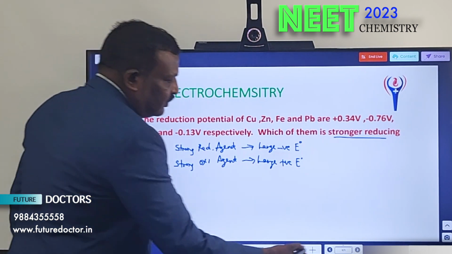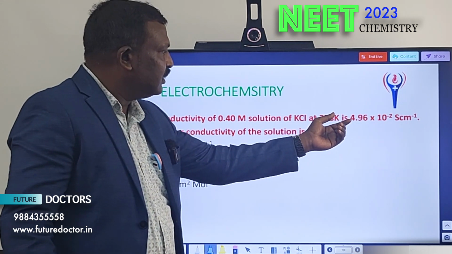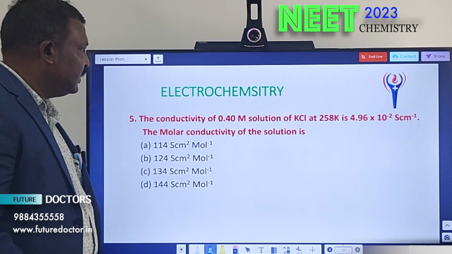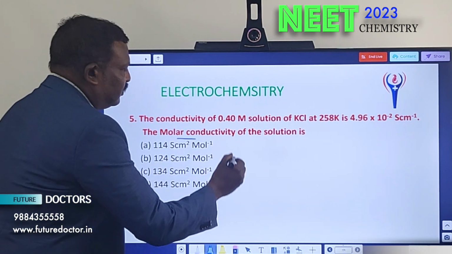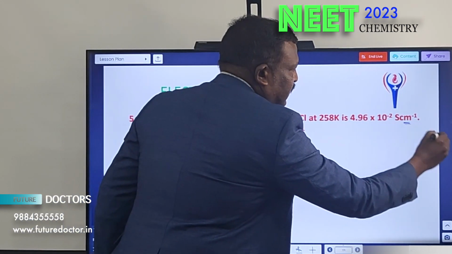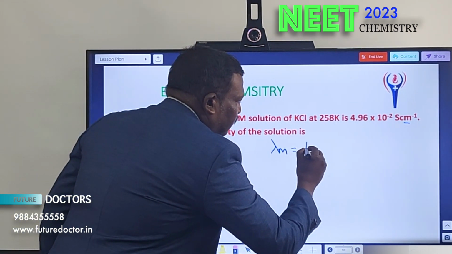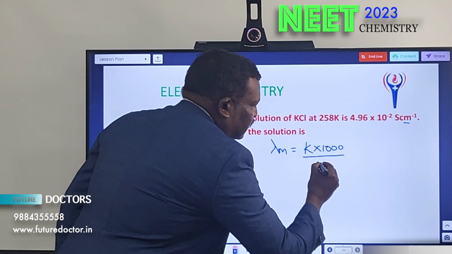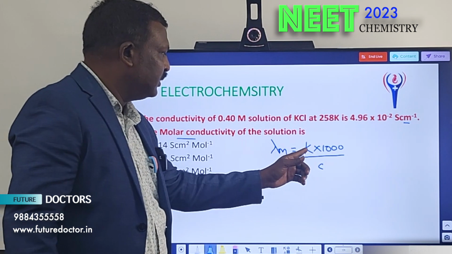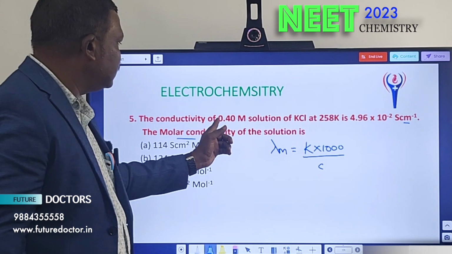Right. Next one. The conductivity of 0.40 molarity solution of KCl at 298 Kelvin is 4.96 × 10⁻² Siemens per centimeter. The molar conductivity of the solution? So molar conductivity means what's the formula? Lambda m. We have two formulas. If it is in centimeter, 1000 in the numerator. Just remember, kappa into 1000 divided by concentration. Simply remember. That's all. Conductivity is called kappa. Concentration is C.